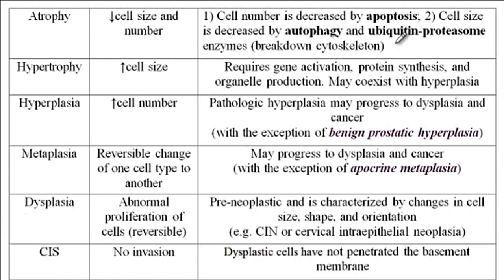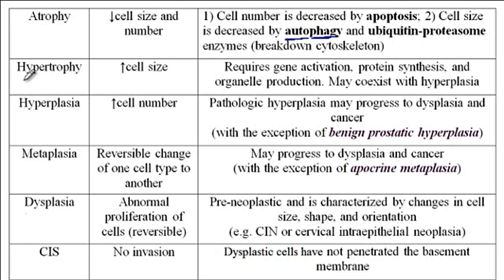and then decrease in cell size can be done by ubiquitin proteasome enzymes, which will break down the cytoskeleton, or it can be done by autophagy, which means self to eat. And so autophagy is a self-destruction process. So again, atrophy is done via two different processes, decrease in cell size and decrease in cell number.